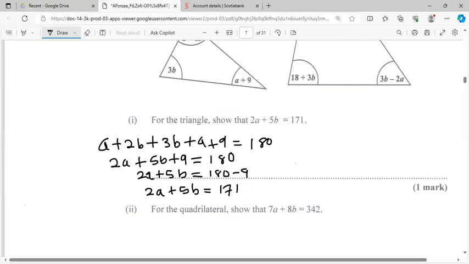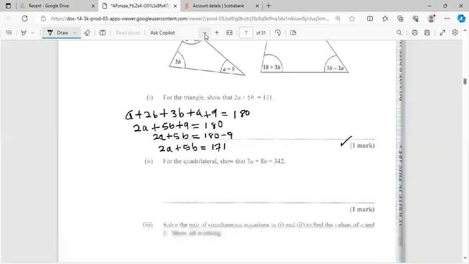Alright, for the quadrilateral, show that 7A plus 8B equals 342. Same thing, same procedure. So if you get that 1 mark here, you should be able to get the next 1 mark here. Let me just zoom in a bit because I want to see it. So we have 3B minus 2. So we have that. And then we have 18 plus 3B. Still need to see what's going on at the top. So we just do that.